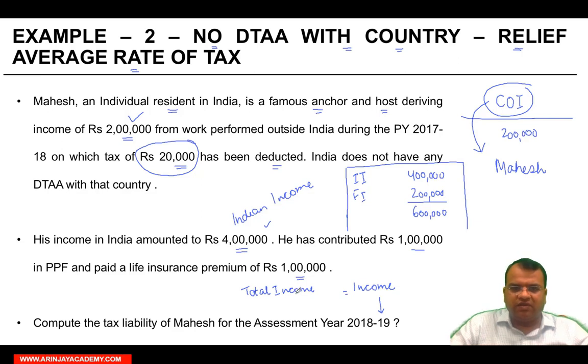after deductions, right? What are the deductions available to him? He has contributed 1 lakh in PPF and life insurance premium of 1 lakh. So the total contribution he's made is 2 lakh. But the deduction which is available under section 80C is how much? Maximum is 1,50,000. So we will give him a deduction of 1,50,000 and his taxable income therefore will be 4,50,000. Right? Now let us see how do you calculate tax on this.